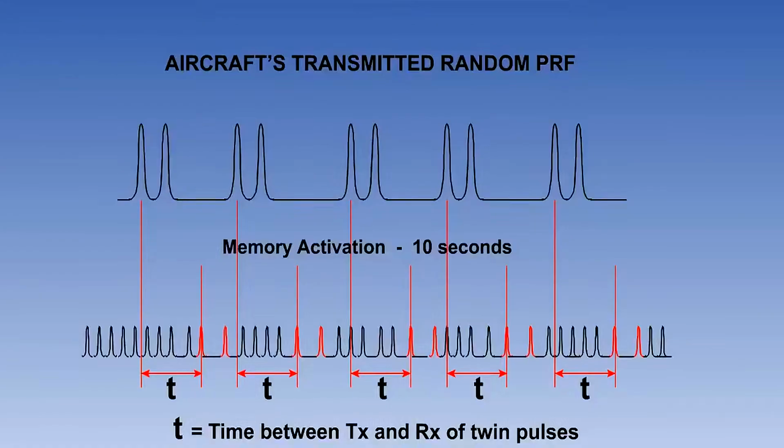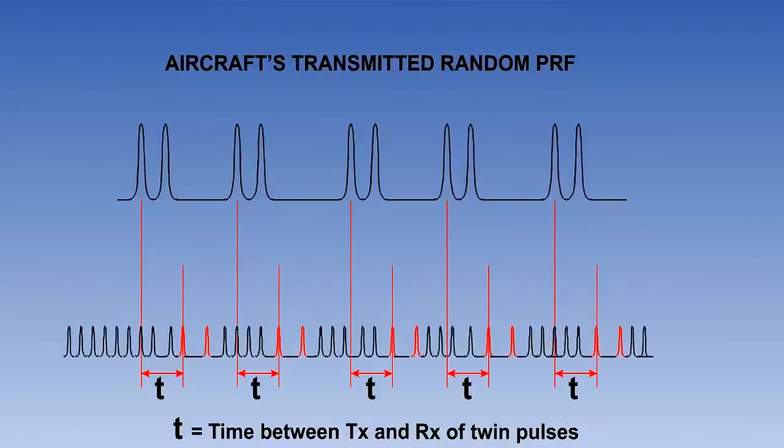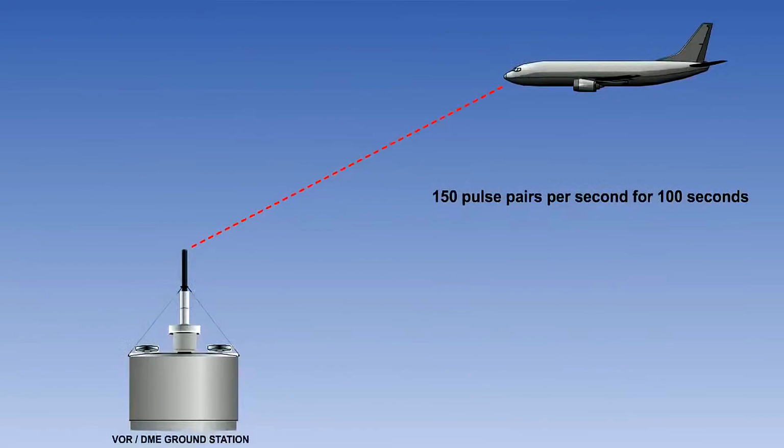During this period, the equipment is prevented from starting a new search. As the aircraft's range varies, the gates move to accommodate the corresponding increase or decrease in time between transmission and reception of the twin pulses. This lock and follow technique ensures that the returning twin pulses are continuously tracked to achieve rapid lock-on during the range search.